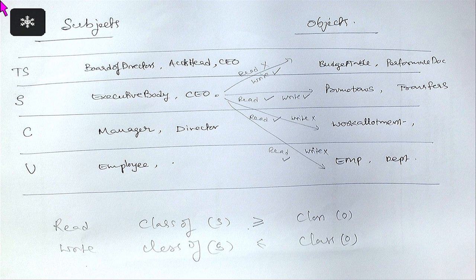And he can write to promotions because the class of executive body member is the same as promotions table, hence he can write. And if he tries to write something to work allotment or employee or department table, it is not allowed because the class of executive body member is greater than the work allotment object or employee or department object, hence it is not allowed.